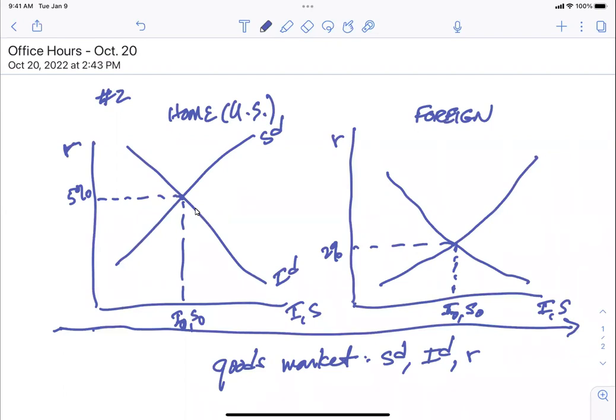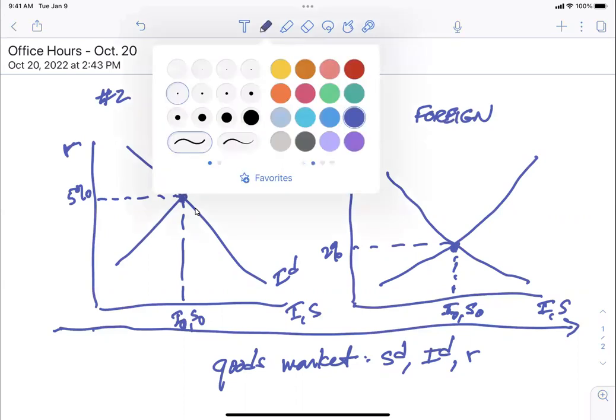Those interest rates, these equilibria, I'm not even labeling them with a letter because that's not where we're starting here. Those would be the equilibrium interest rate, investment and saving without what? Without trade. That's exactly right. If they were closed economies, no trade with each other, that would be the case. And then the midpoint between them is the world equilibrium. Okay, so that's a critical point.